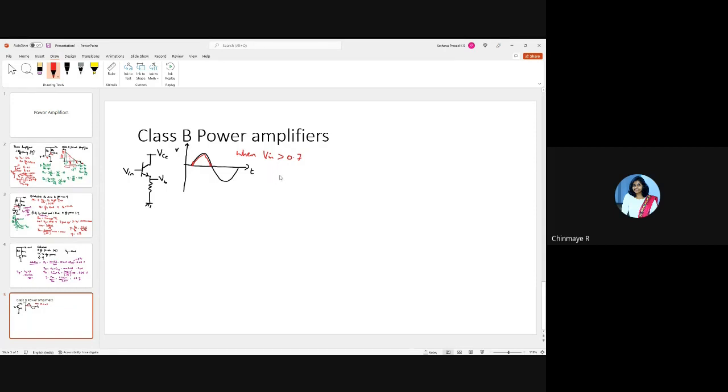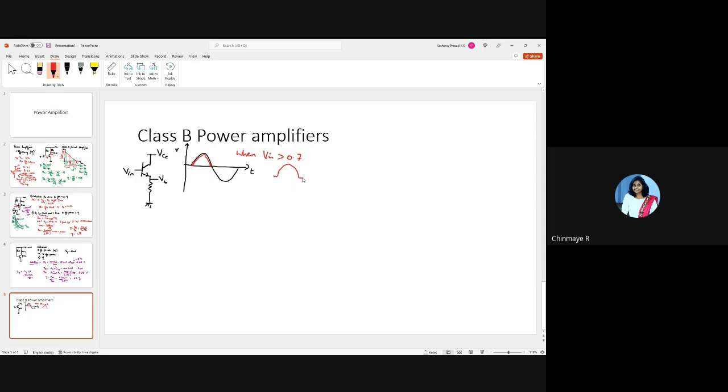So if I have to draw the output here, it looks something like this. It is off until Vin becomes greater than 0.7. Then it will start following. Again, it is off from 0.7 to 0. So this is with respect to the positive half cycle.